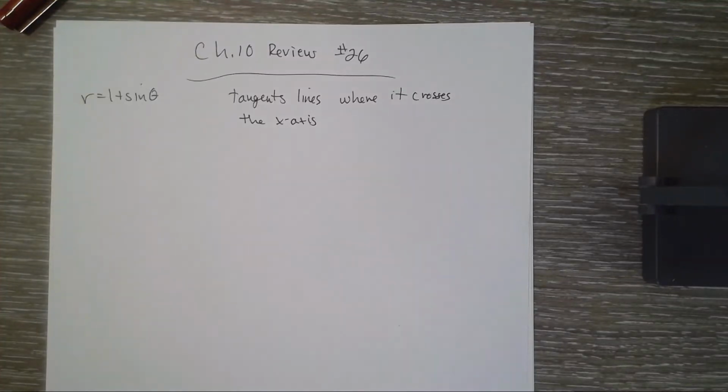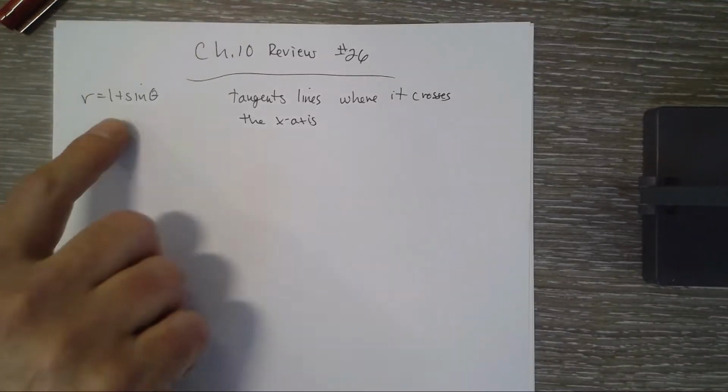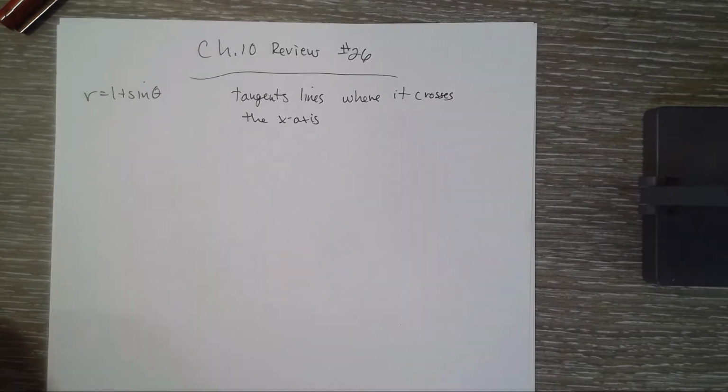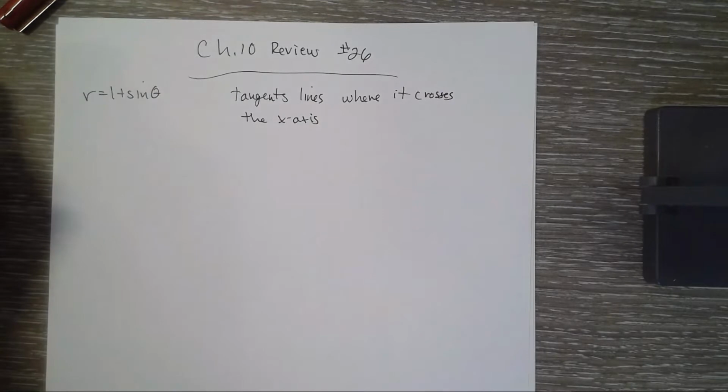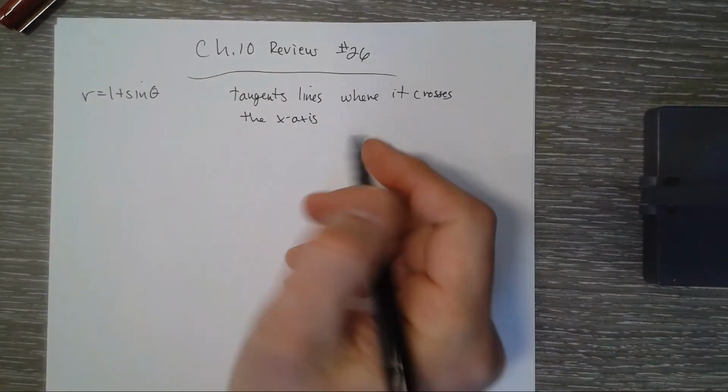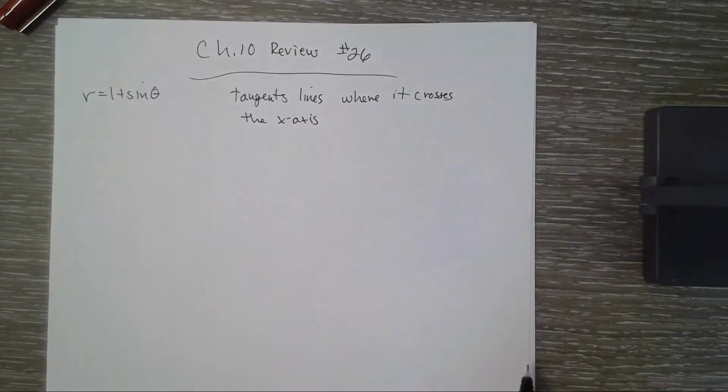Alright, chapter 10, number 26. Here's our polar equation. We're trying to find the tangent lines where it crosses the x-axis. So where does it cross the x-axis? That's true when y is equal to 0.